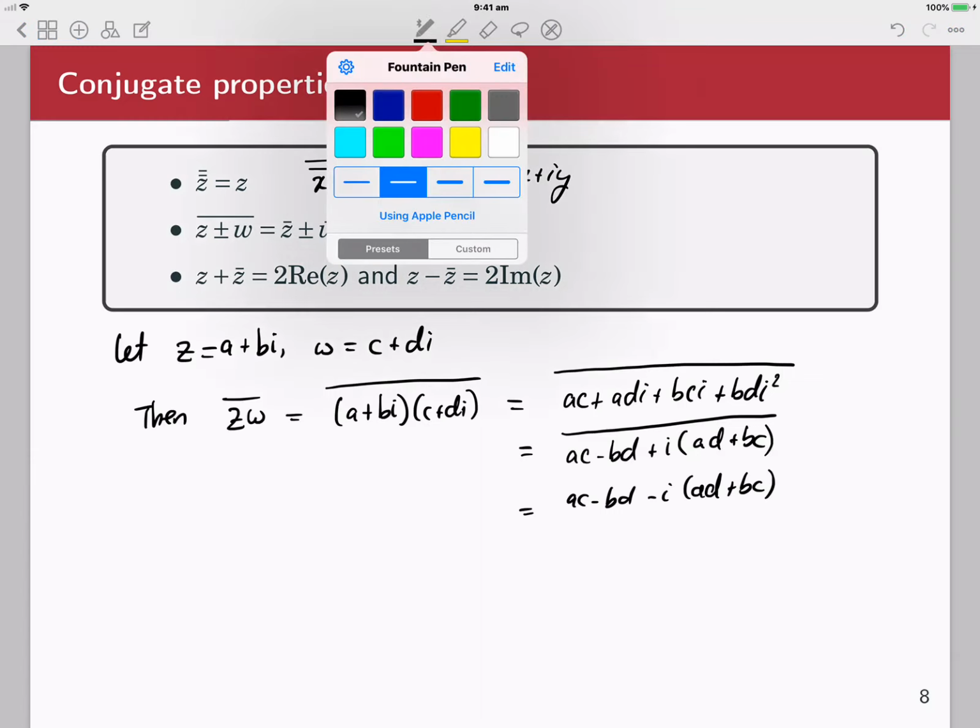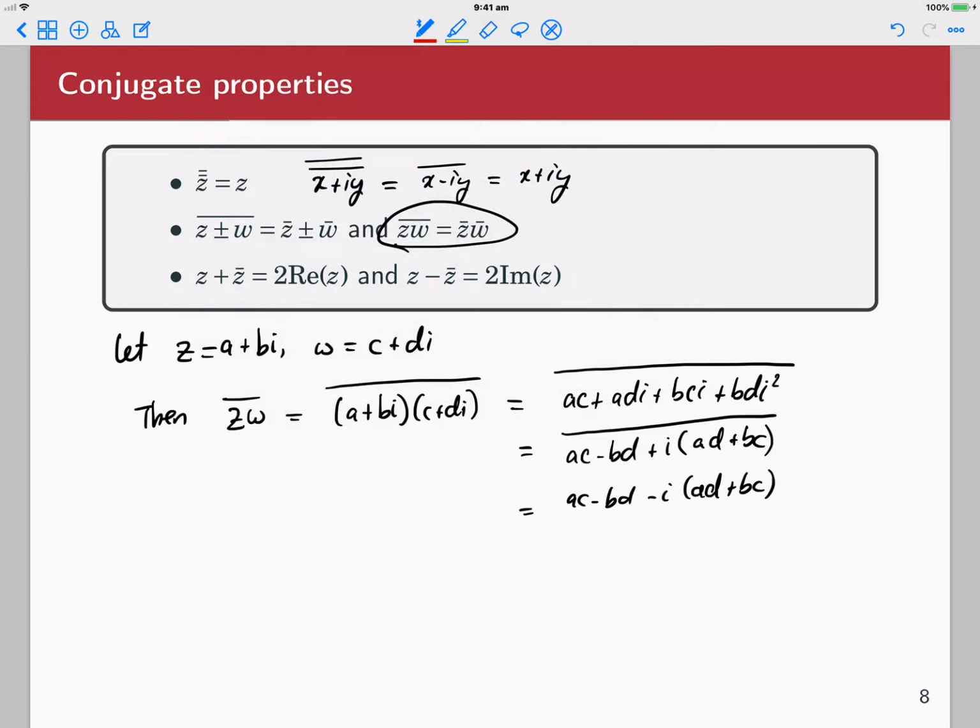Now think about what would happen if we did the conjugate of z times the conjugate of w. The conjugate of z is a minus bi, and the conjugate of w is c minus di. When I multiply these together, I get ac minus adi minus bci, plus bdi squared, but I know i squared is -1, so it becomes minus bd. And so I can write it like this.